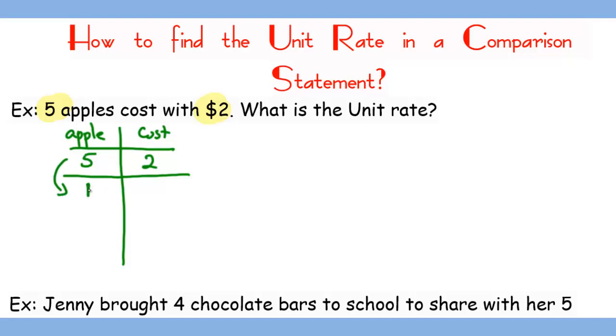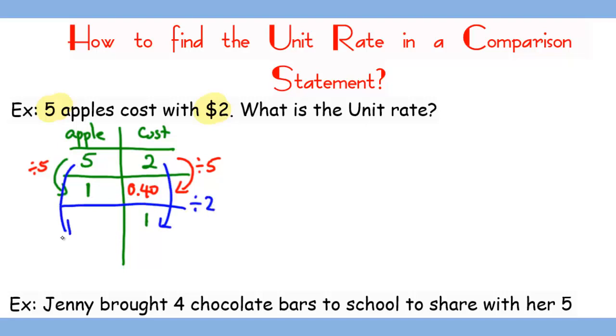If we want to scale the apples down to 1, we're going to divide by 5. Since we're dividing one side by 5, proportionally we have to divide the other side by 5 as well, and that gives us 0.40, or 40 cents. We can also decide to turn the cost to $1 by dividing by 2. That means I would also need to divide the apples by 2, and that gives us 2.5 apples.